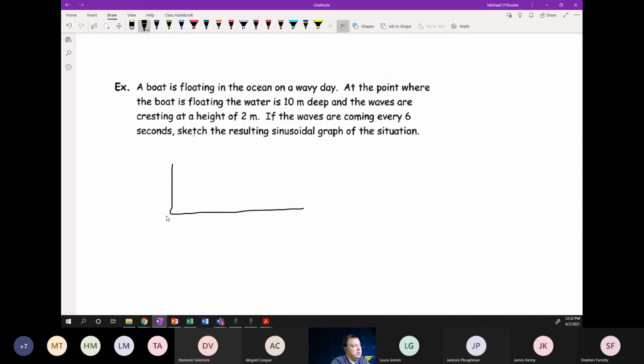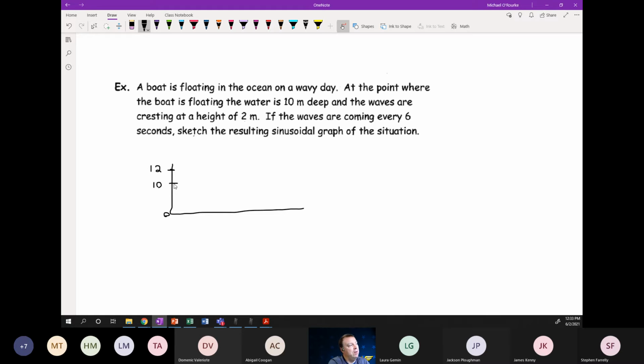You can't go below 0. That's the bottom of the ocean. And here is 10. Now it says my waves are cresting. Another way of cresting is the tallest wave. So the tallest wave is going to go up to 12. What does that mean about the lowest part of the wave?